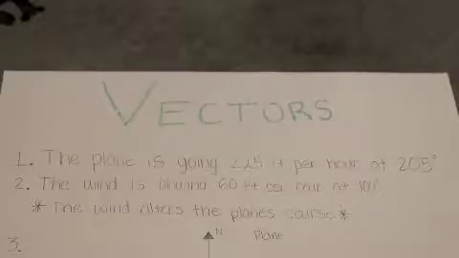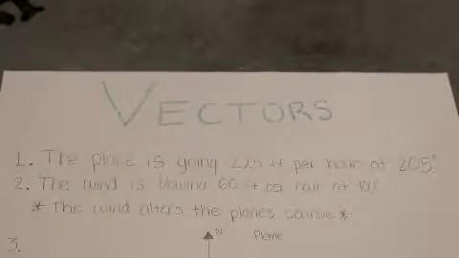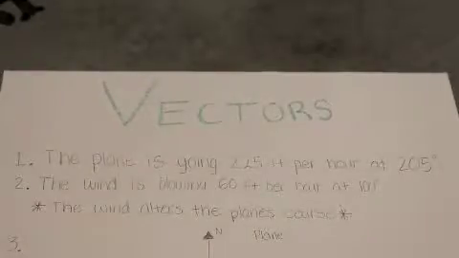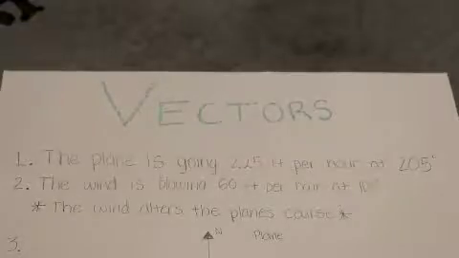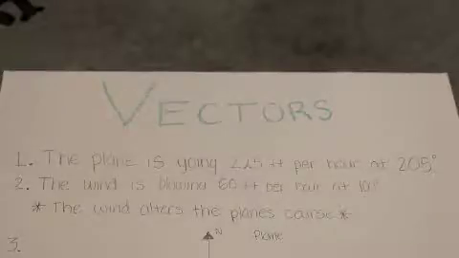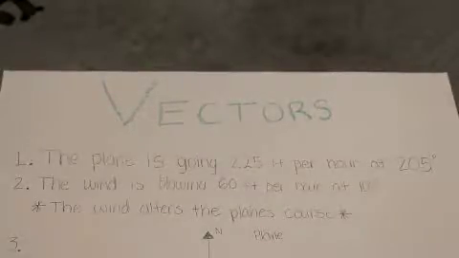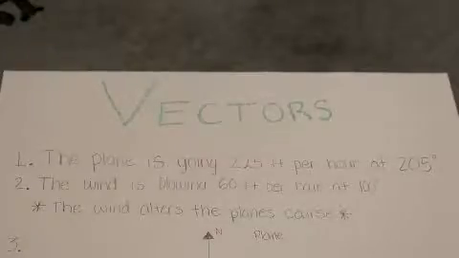SJ, to make your airplane fly, we will have to adjust your throwing to the wind. So to do this, we will use vectors. And to use vectors, we need to know that the plane is going 225 feet per hour at a bearing of 205 degrees. And then we also need to know that the wind is blowing at 60 feet per hour at a bearing of 100 degrees. This tells us that the wind alters the plane's course.